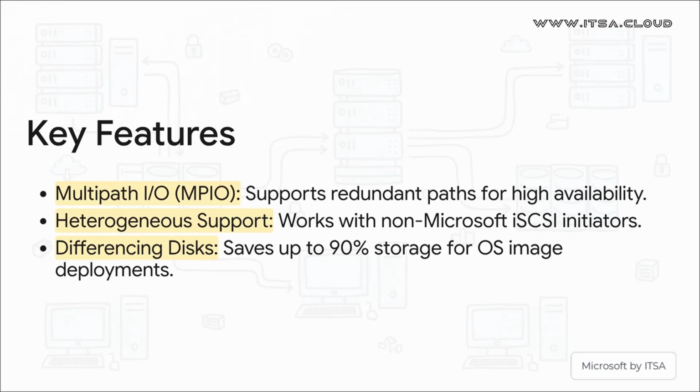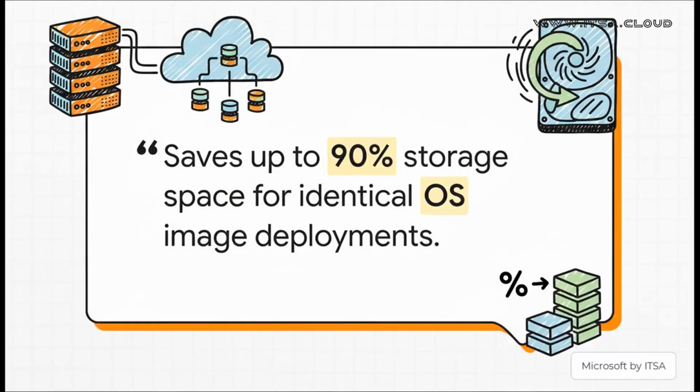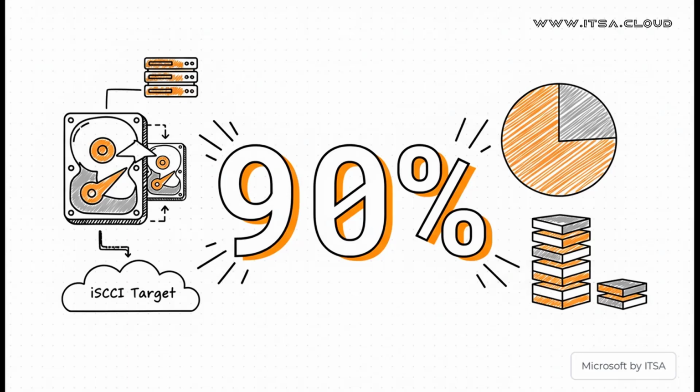Then there's heterogeneous support, which just means it plays nice with others. Linux, VMware, you name it. But honestly, the true star of the show, the most mind-blowing feature, is something called differencing disks. And believe me, this is where the iSCSI Target goes from being just a cool feature to an absolute, undisputed game changer. The way it handles storage space is just brilliant. How much of a game changer are we talking about? Well, how about this much?